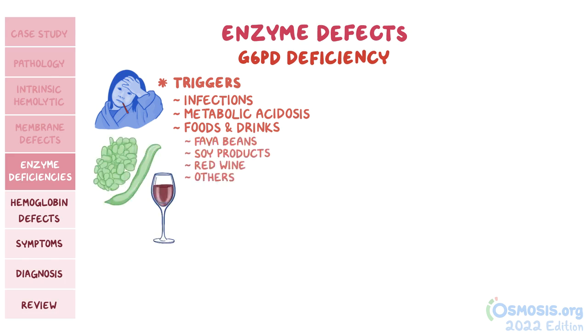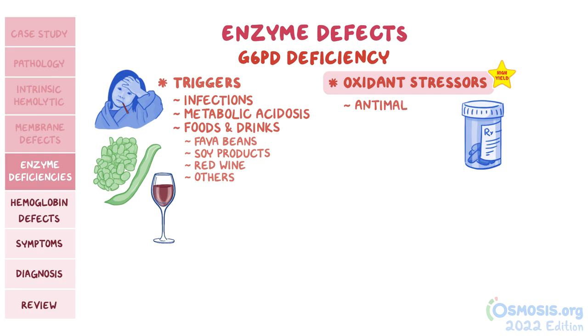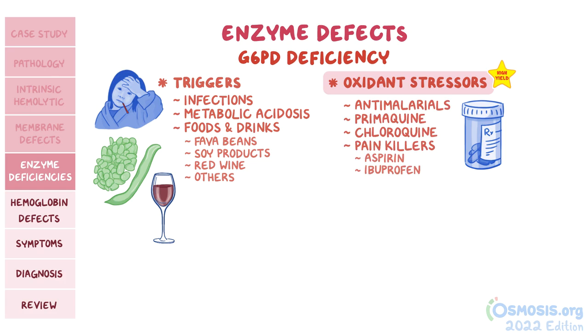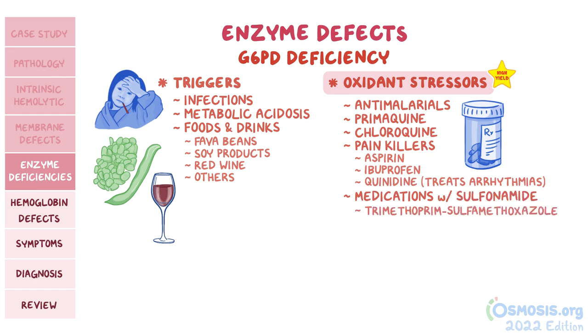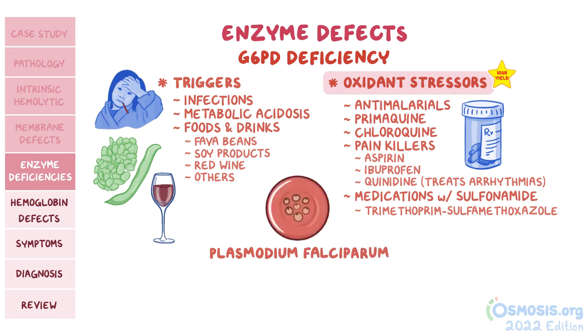A high-yield fact is that certain medications also act as oxidant stressors, like the antimalarials primaquine and chloroquine, painkillers like aspirin and ibuprofen, quinidine that's used to treat arrhythmias, and other medications that contain sulfonamide, like the antibiotic trimethoprim sulfamethoxazole. An interesting fact is that G6PD deficiency protects against Plasmodium falciparum that causes malaria, since it makes the parasite-infected RBC more susceptible to oxidants, which will also kill the malaria parasites.